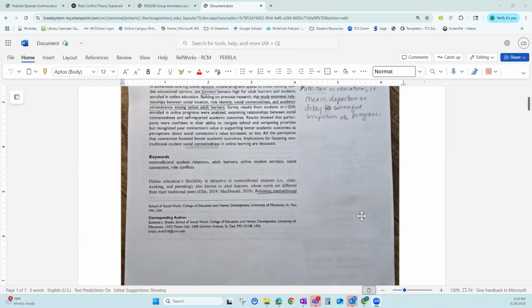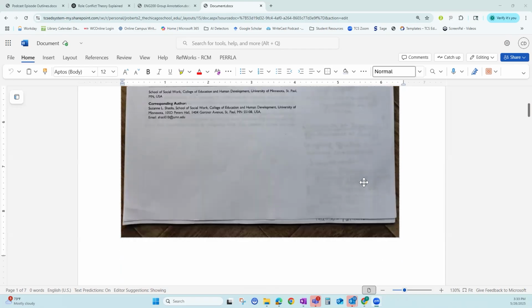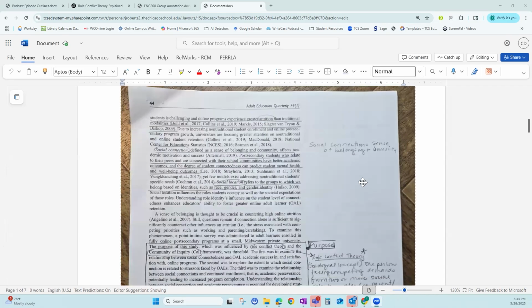I always read the abstract first, obviously. And then I just go through and circle words. I underline things that I think are important. Like these italicized words. If you see an italicized word, it's important, because they're changing the formatting to catch your attention. So tip: italicized words, important.